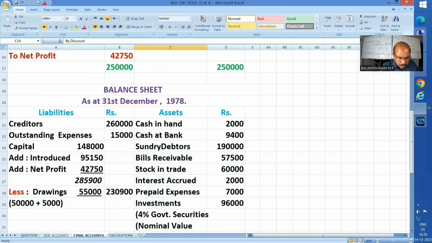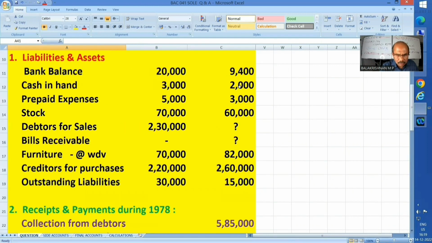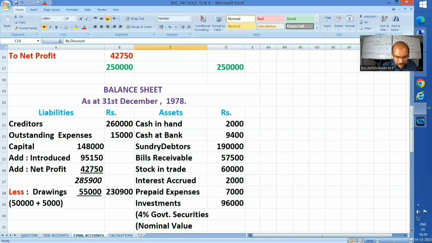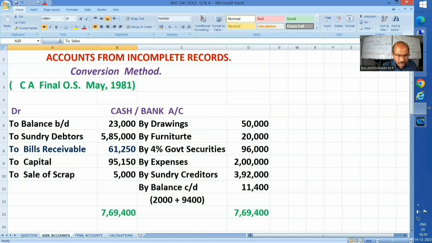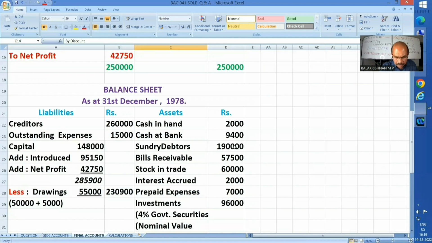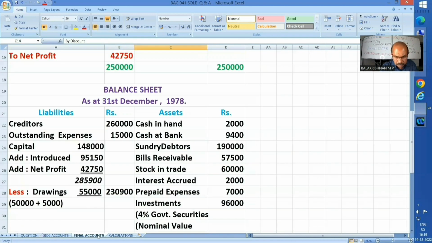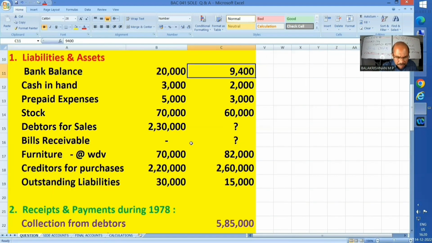Cash in hand. Go to the cash account and check. What has been the cash in bank? 2,000 and 9,400. This has been otherwise given in the question also. Is it not? 2,000 and 9,400. Sundry debtors. Let us go to the sundry debtors: 1,90,000. Bill receivable: 57,500. Stock in trade. It is clearly given, 60,000.